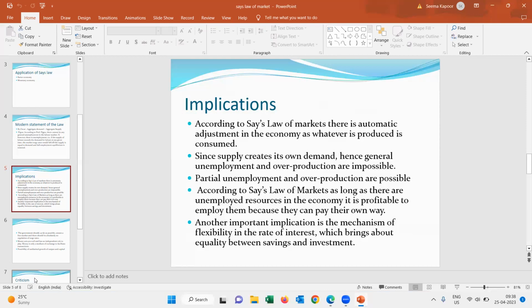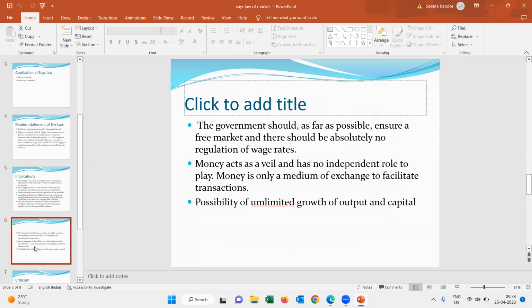Another important implication of the system is that there is flexibility in the rate of interest, which brings about equality between savings and investment. Another important implication is, as we have assumed, that government does not interfere in the economic system. Government maintains only law and order in the economy. That means there is a laissez-faire policy. Government should, as far as possible, ensure a free market and there should be absolutely no regulation of wage rate. Another important implication is that money acts as a veil. That means it has no independent role to play and is only used as a medium of exchange to facilitate transactions.